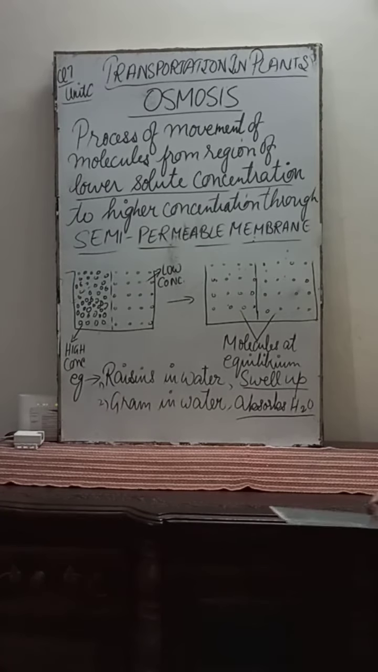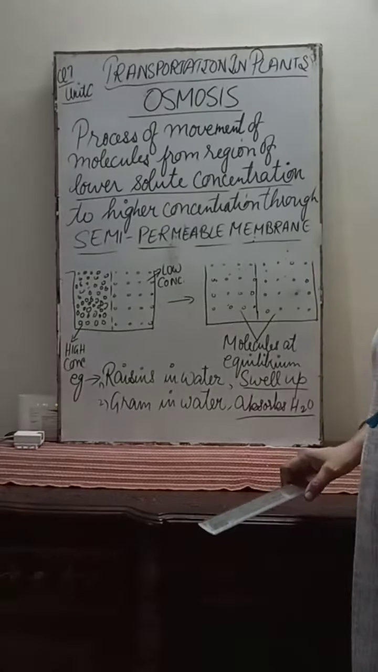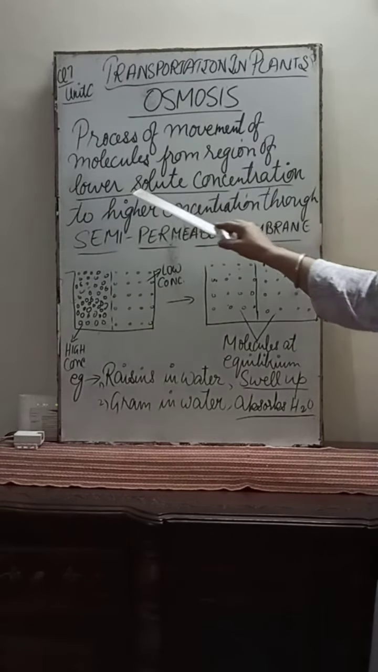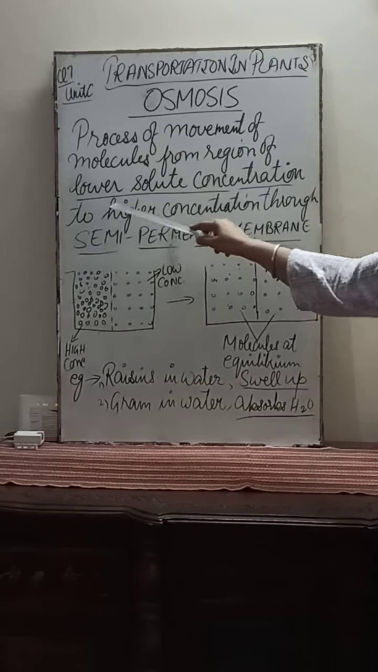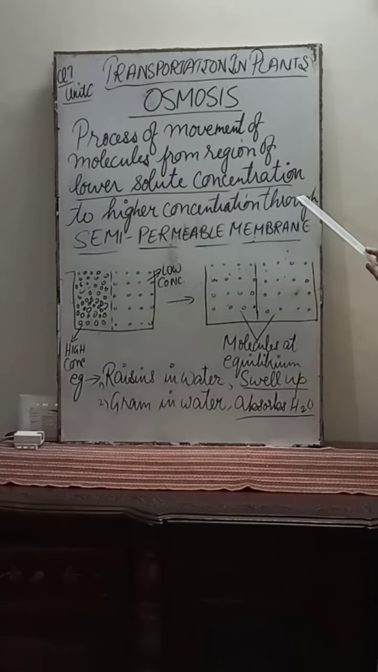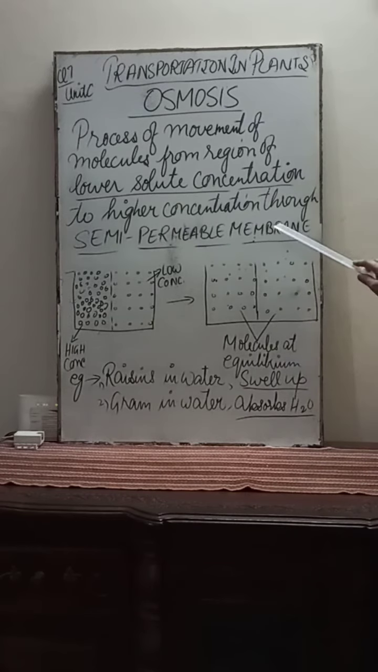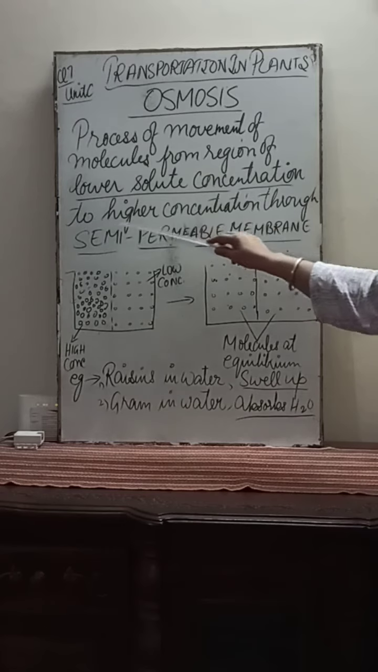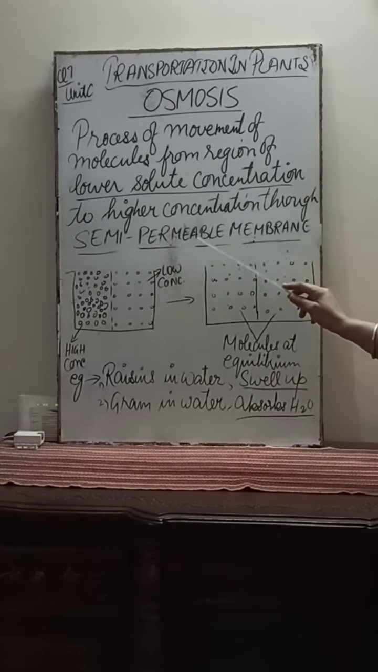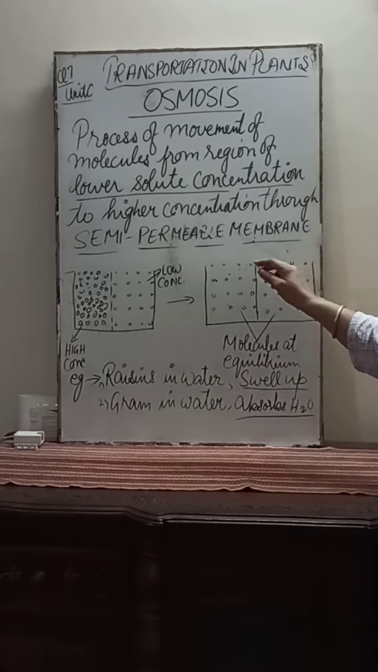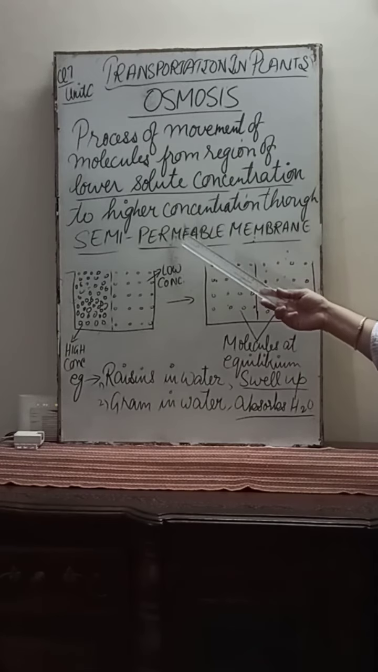Students, now we shall understand the process of osmosis. Now what is osmosis? It is the process of movement of molecules from region of lower solute concentration to higher solute concentration through a semi-permeable membrane. Now let us understand what is a semi-permeable membrane. Now a semi-permeable membrane is a partially permeable membrane. We also call it partially permeable. That is, it allows only a few things to enter into the cell and a few things to exit from the cell.